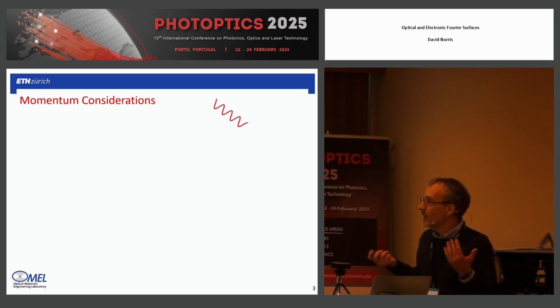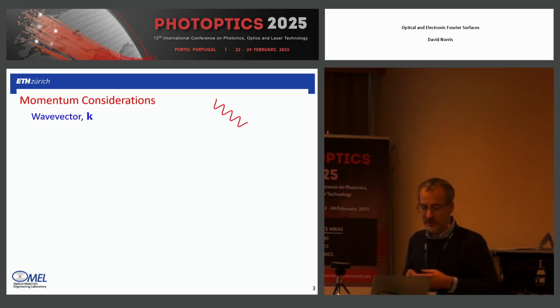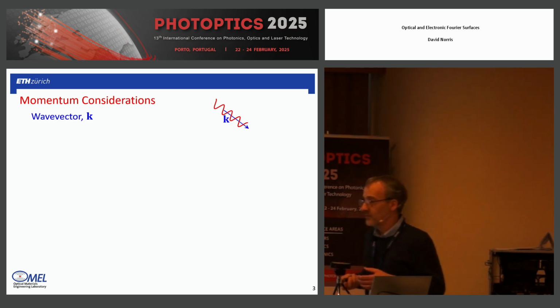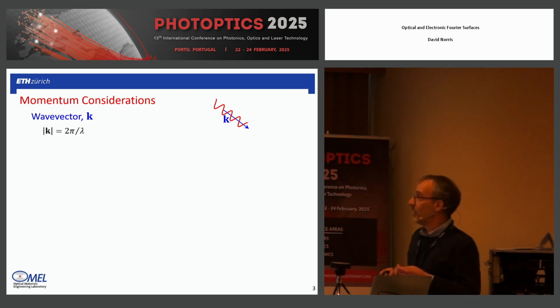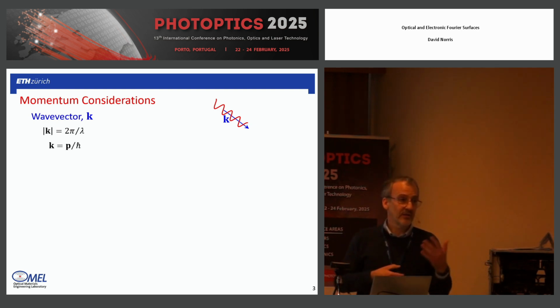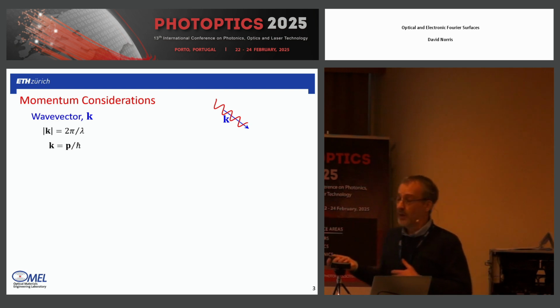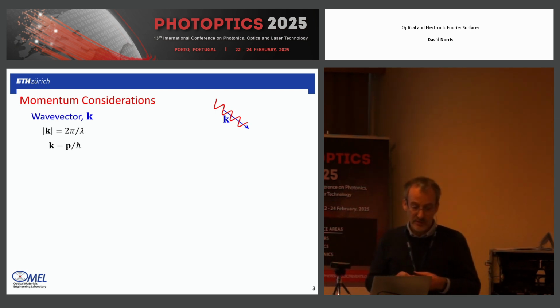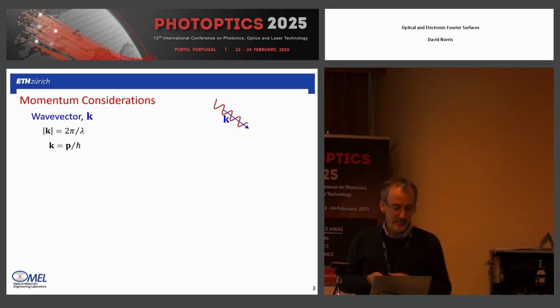And so we all know that if we have a plane wave propagating, we can describe it in terms of its wave vector k, which for a plane wave just points in the direction of propagation and has a magnitude of 2 pi over the wavelength. But more importantly for this talk, we also know that k is directly proportional to the linear momentum of the photon. So k in this talk is going to be a stand-in for momentum.